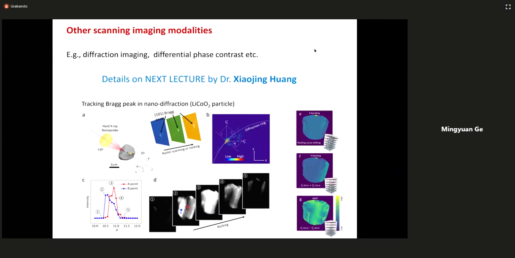And in addition to the fluorescent signals, we can also make use of the diffraction signals, like the Bragg diffractions, which give sensitivity to the strain and stress of materials at different locations. In the deconvolution of these signals, we have a signal related to the bending of the crystal, a signal related to the stretching, and a signal sensitive to the twist of the crystal. This kind of quantitative analysis will be covered in the next lecture by Dr. Xiaojing Huang, so I will not go into detail at this moment.